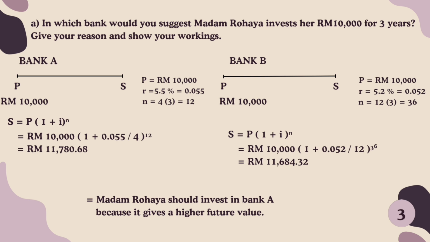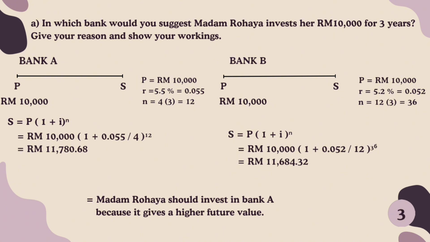10,000 ringgit in bracket 1 plus 0.055 divided by 4 the power of 12. So 0.055 divided by 4 plus 1 the power of 12 multiplied with 10,000 ringgit. So we got the answer 11,780 ringgit 68 cents.